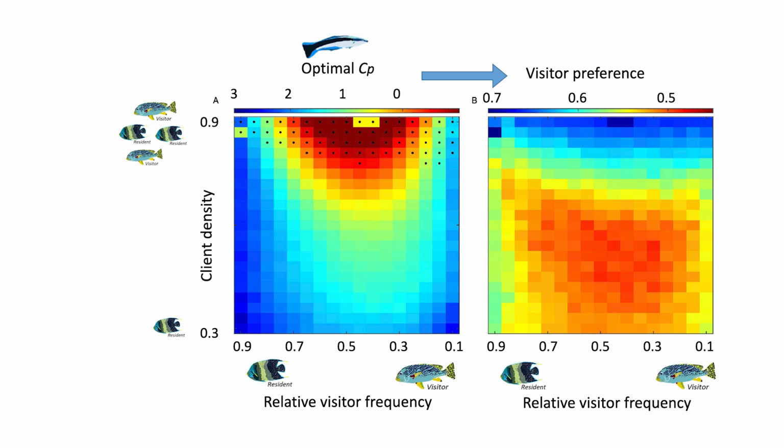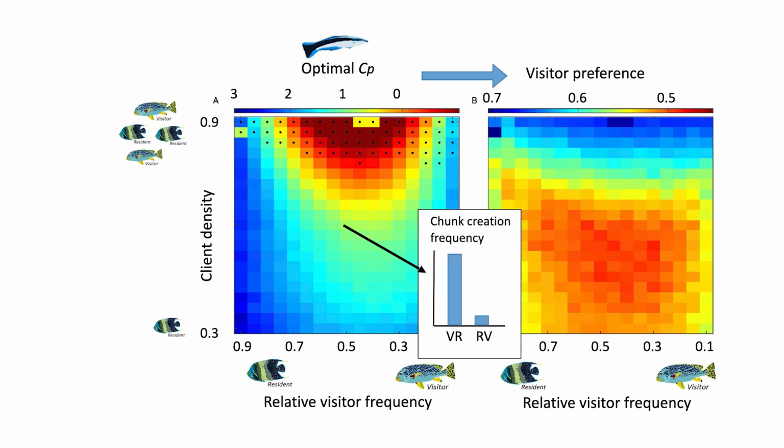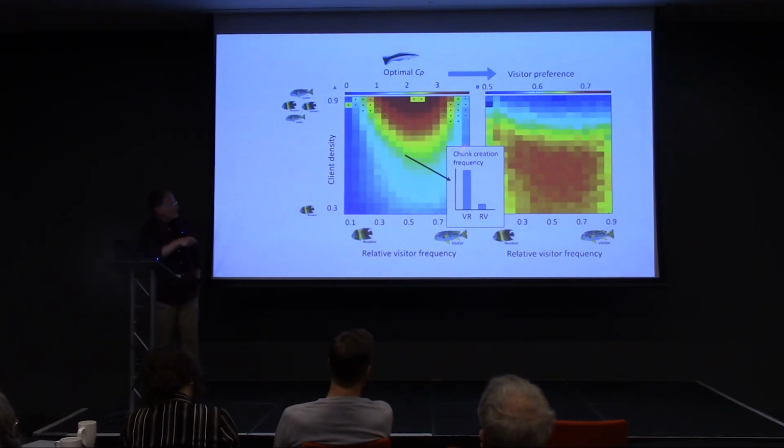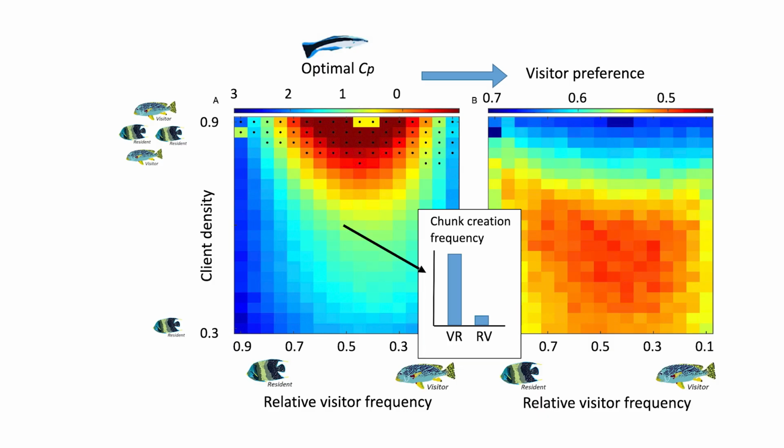what is the optimal possibility of solving the problem, and what visitor preference would emerge under each possibility. For example, if you take this medium area, when client density is medium and you have both visitors and residents in the population, you can see that in most cases learning is going well. The VR, the good chunk, is learned, and the misleading chunk is learned with very low probability. And indeed, in this case, the preference for the visitor is about 70%, which is good.